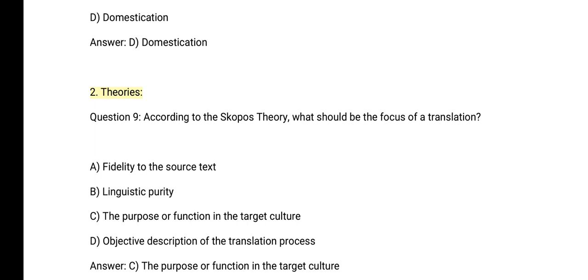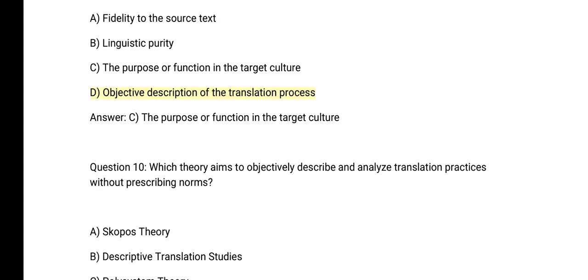2. Theories. Question 9. According to the Skopos theory, what should be the focus of a translation? A. Fidelity to the source text. B. Linguistic purity. C. The purpose or function in the target culture. D. Objective description of the translation process. Answer. C. The purpose or function in the target culture.